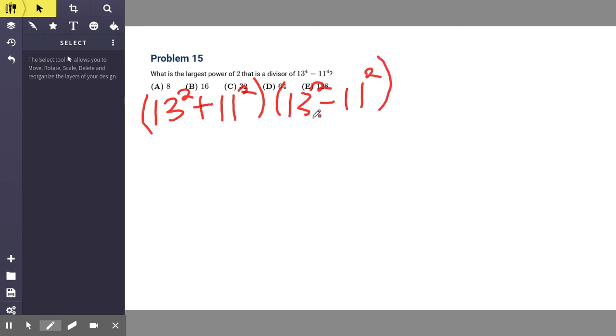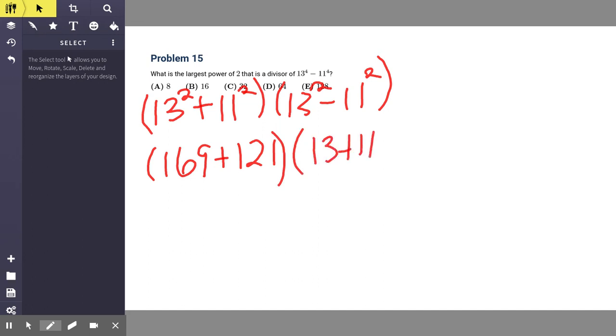So once you have this equation, you need to simplify it by taking 13 from both parentheses, and also 11 from both parentheses, and multiplying them together to get 169 plus 121 times 13 plus 11 times 13 minus 11. Once you get this equation, you need to simplify it again by adding up all of the numbers.